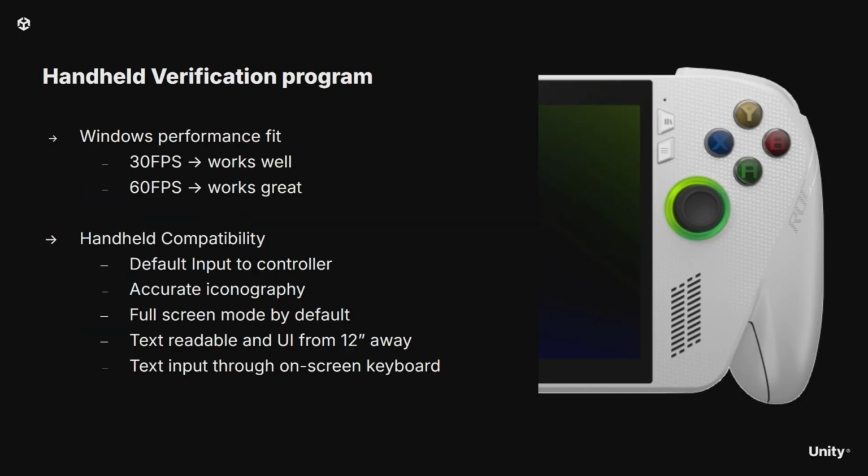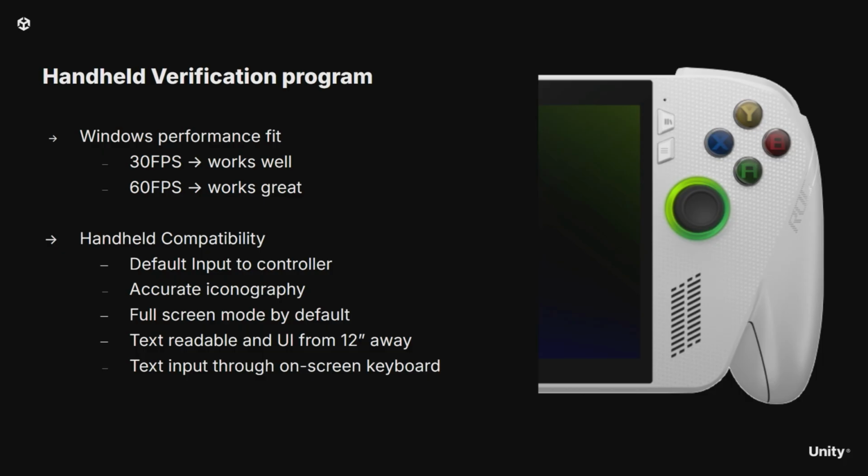So there's 2 considerations that you need to have when targeting these devices. There's the Windows performance fit. If your game runs at 30 frames per second, you will get the Works Well badge on your game in the Microsoft Store. And if your game runs at 60 frames per second, you'll get the Works Great badge on your game. There's also handheld compatibility considerations that you need to have. Microsoft will give you different badges for how well your game runs on handheld.